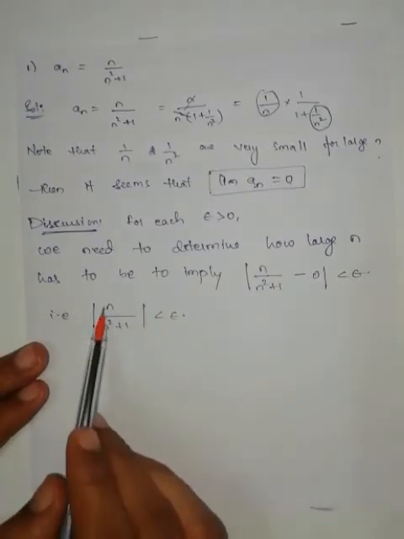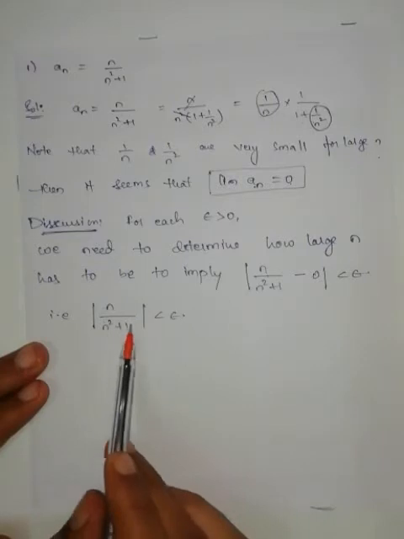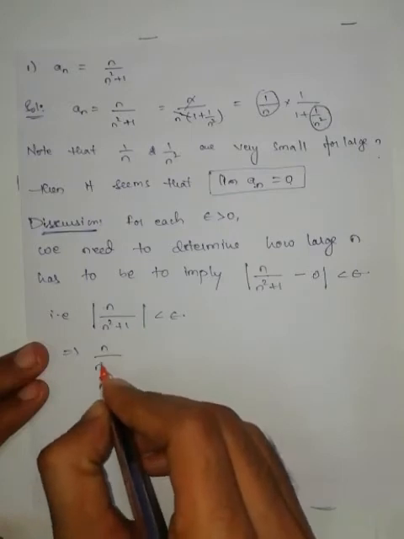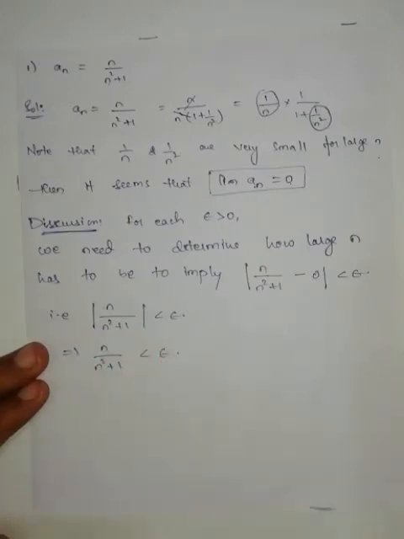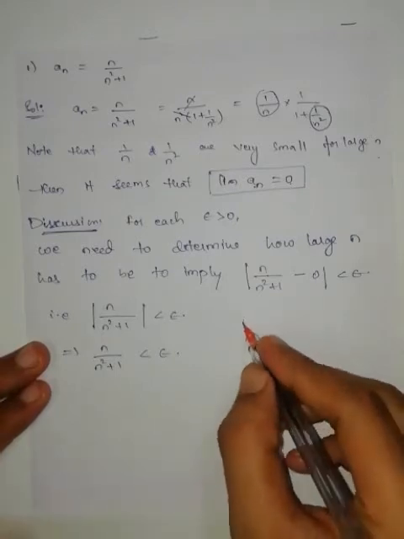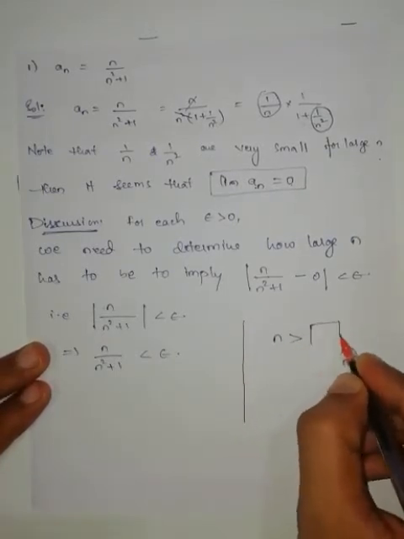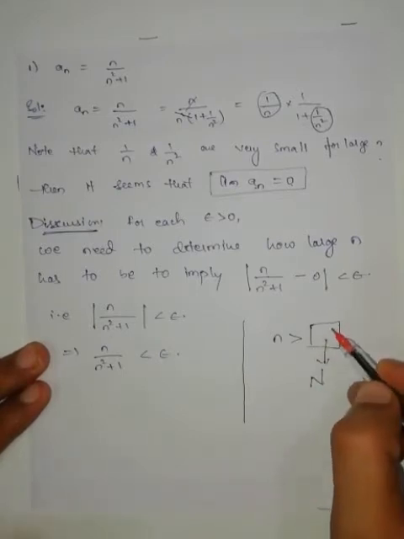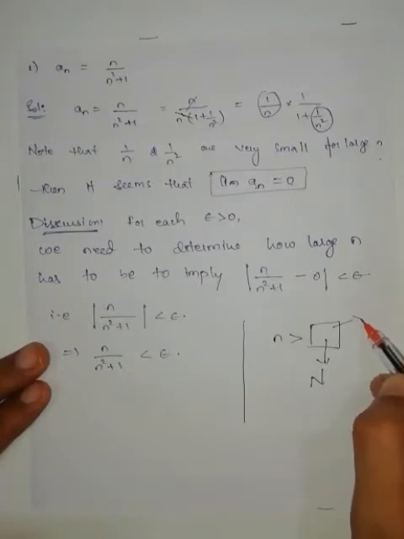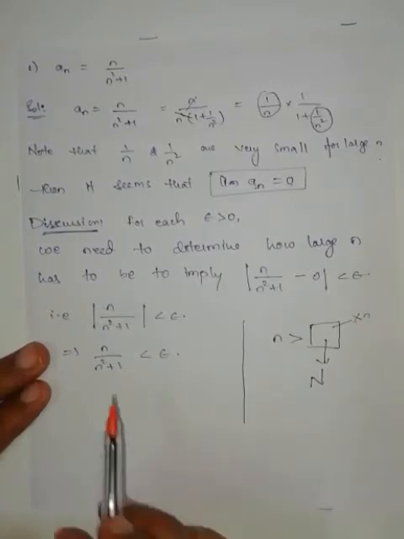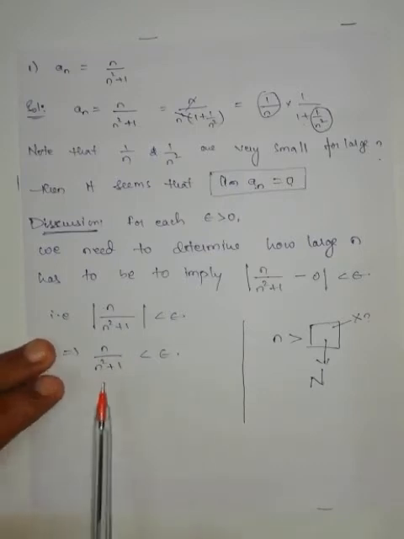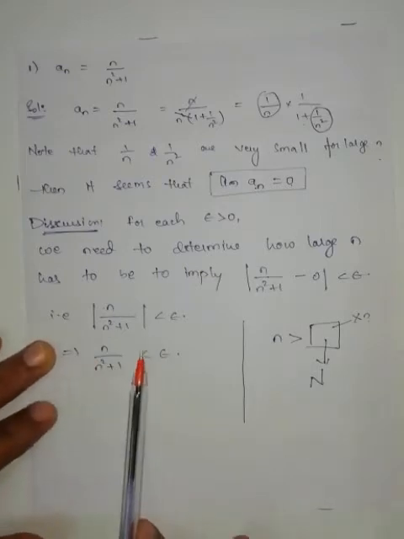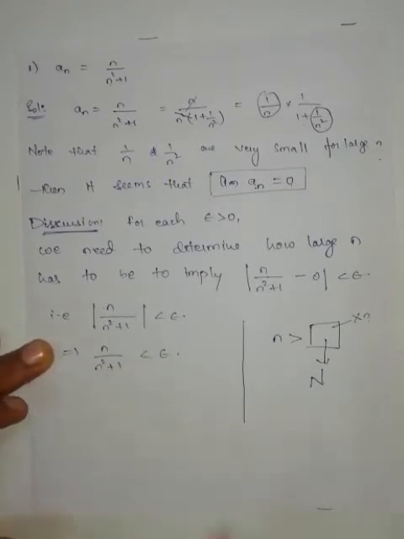For all values of n, numerator is positive, denominator is positive, means this term is positive. I can remove the absolute symbol. It will become n by n square plus 1 is less than epsilon. Now I have to get n greater than some value, so I suggest this one is capital N. This one should not contain small n. Now in any way we will get this one, so I am going to consider a term where numerator is a multiple of n, denominator is a multiple of n square.